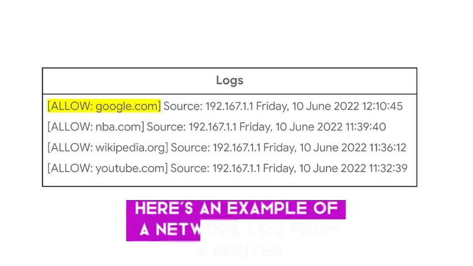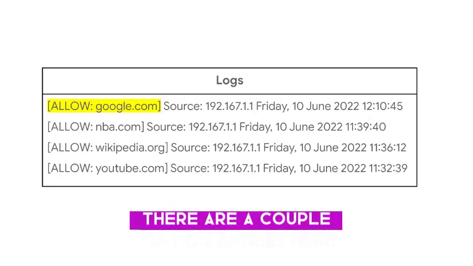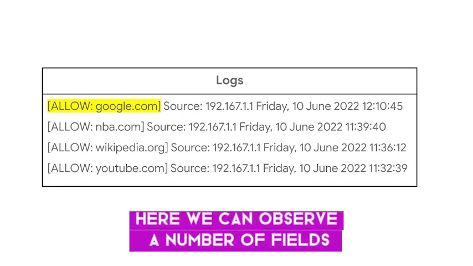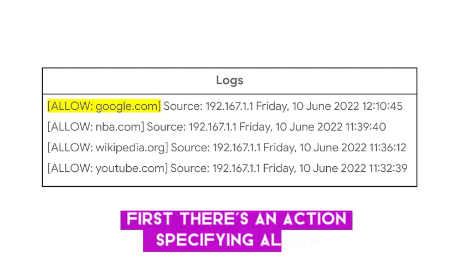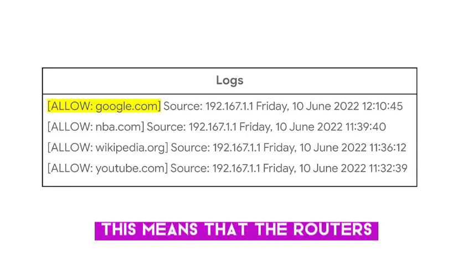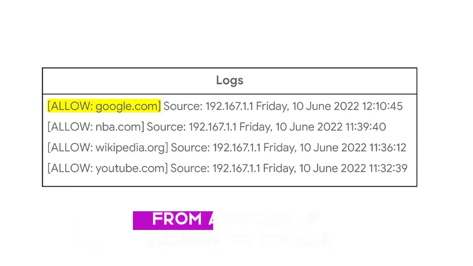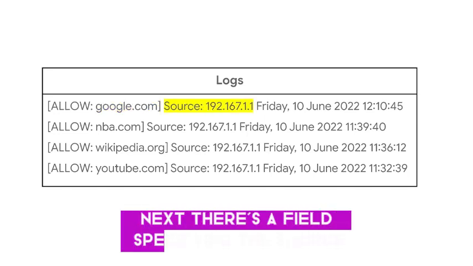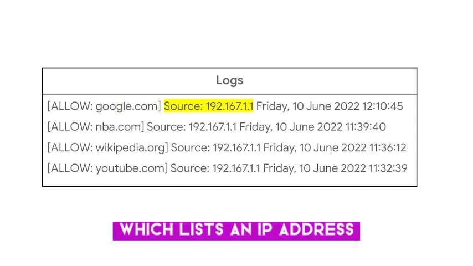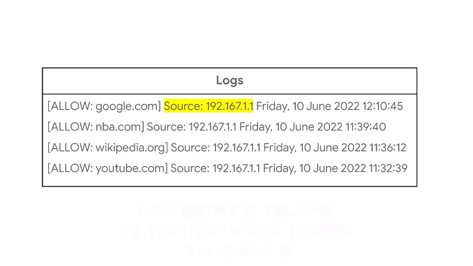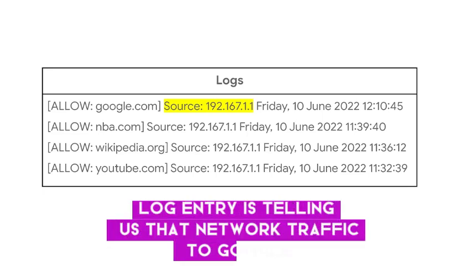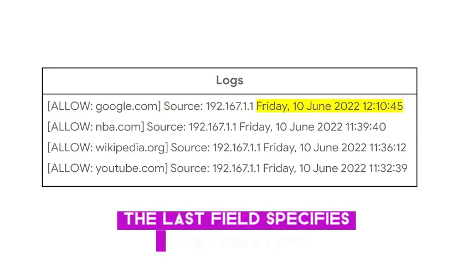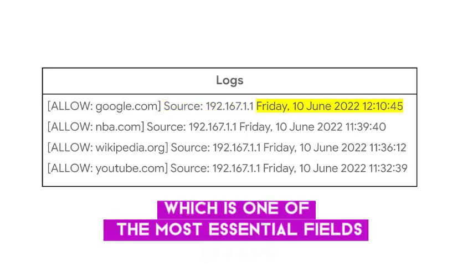Here's an example of a network log from a router. There are a couple of log entries here, but we'll focus on the first line. Here we can observe a number of fields. First, there's an action specifying allow. This means that the router's firewall settings allowed access from a specific IP address to google.com. Next, there's a field specifying the source, which lists an IP address. So far, the information from this log entry is telling us that network traffic to google.com from this source IP address is allowed. The last field specifies the timestamp, which is one of the most essential fields in a log.